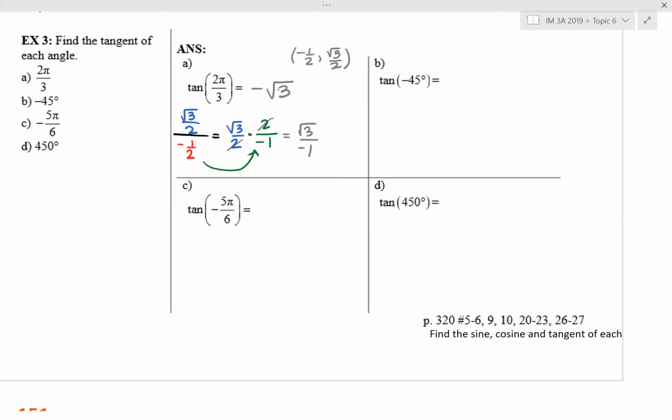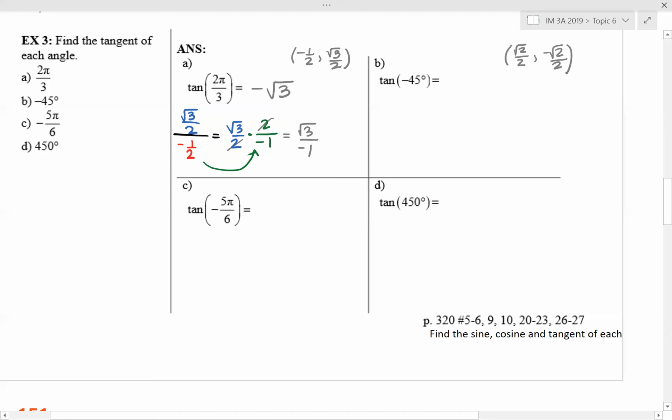So again, when I'm doing this on my homework and on a quiz, you need to show your work, your steps for dividing. So I need to see y over x, and then whatever you do to simplify, and then your final answer. So for tangent of negative 45, we found that the coordinates at negative 45 are positive radical 2 over 2, comma, negative radical 2 over 2.